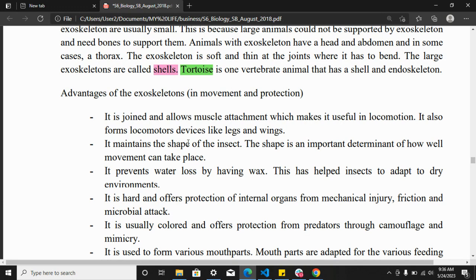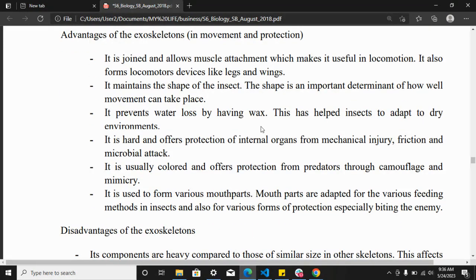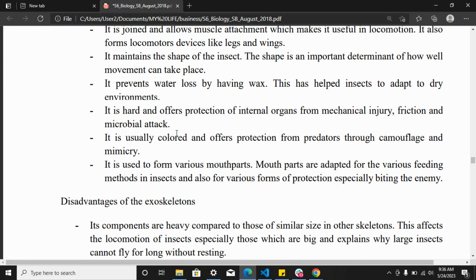So ikindi rero, it maintains the shape of the insect. Nuvuga ngo shape insect ifite iguma iri maintained, idahinduka, iguma irimwe. Noneho the shape is an important determinant of how well movement can take place. Birumvikana bitewe na shape organism ifite nibwo tumenya ati izagira movement imeze gutya cyangwa se yorohereye mu buryo bumeze gutya na gutya. Ikindi rero, it prevents water loss by having wax.